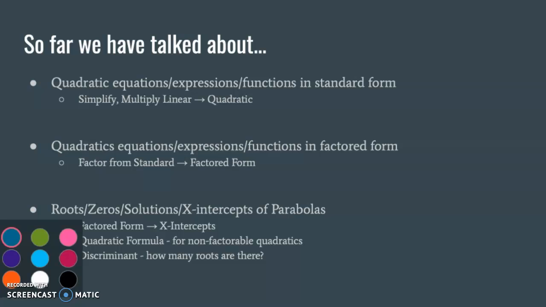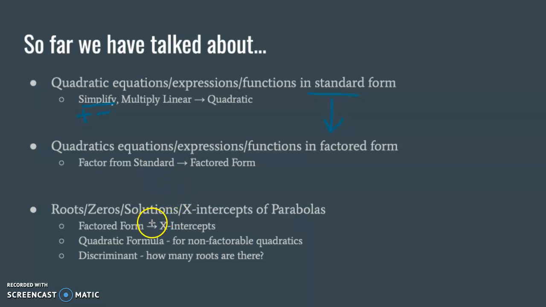So far, we definitely know what a quadratic is. We know that there are different forms of quadratics, but to start out, we talked about simplifying, and that's adding and subtracting and grouping the like terms. Then we talked about going from linear to quadratic by multiplying, and that was distributing or the box method. We also talked about factoring, which was going from standard form to factored form.